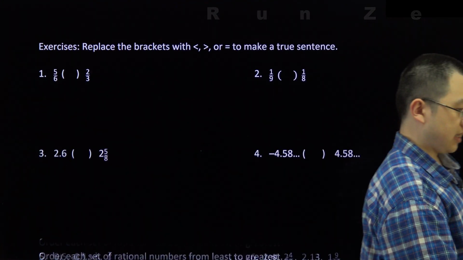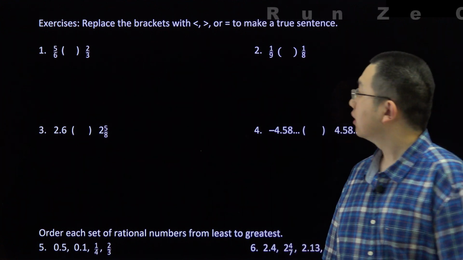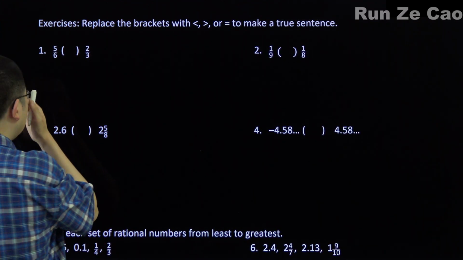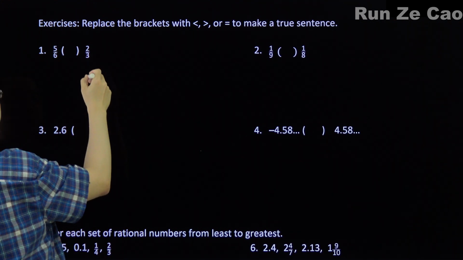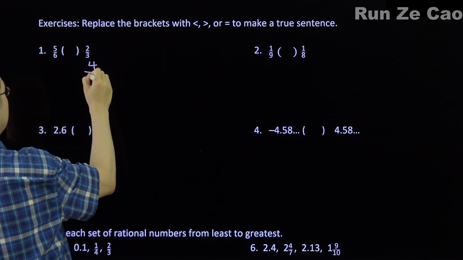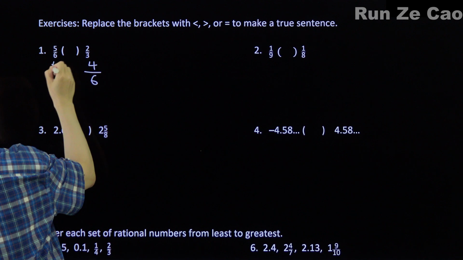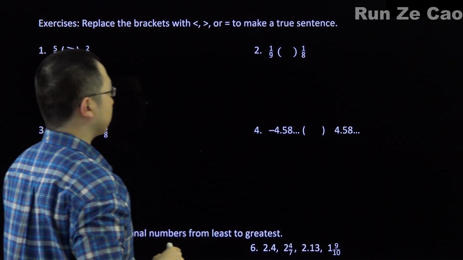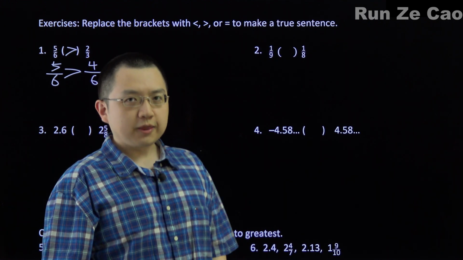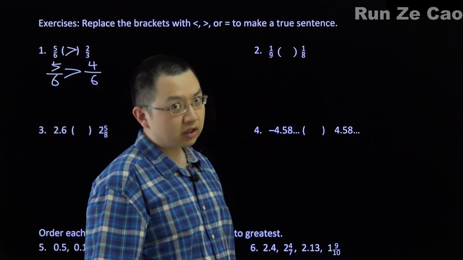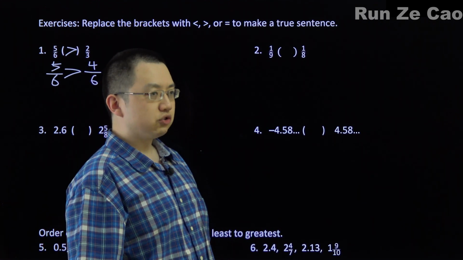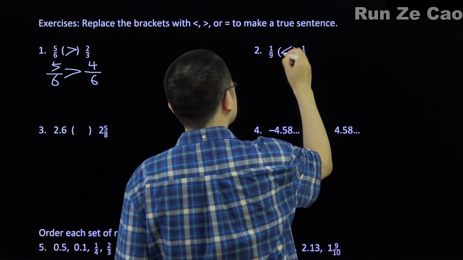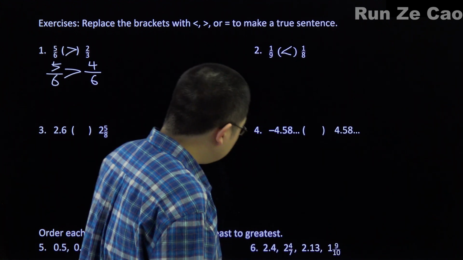Now let's do some exercises. We have to fill in the brackets. I know it says replace the brackets, but they're big enough to fill in. So 5/6 versus 2/3. Well, 2/3 is 4/6, and 5/6 is clearly bigger than 4/6. Therefore, 5/6 is bigger than 2/3. 1/9 and 1/8. Well, 1 cut into 9 parts is going to be smaller than 1 cut into 8 parts. Each part is going to be smaller.